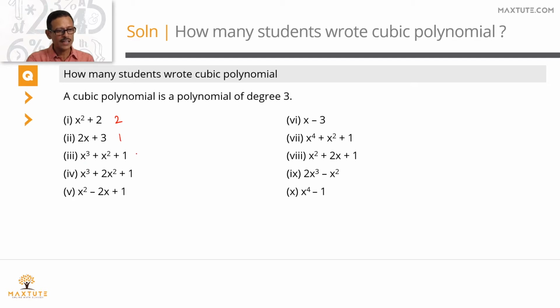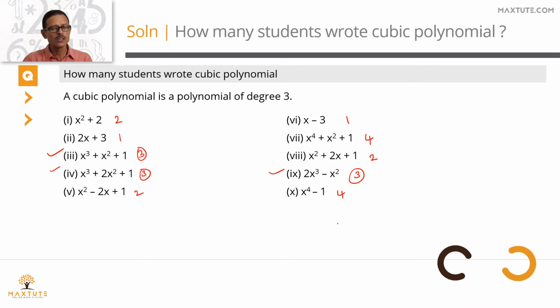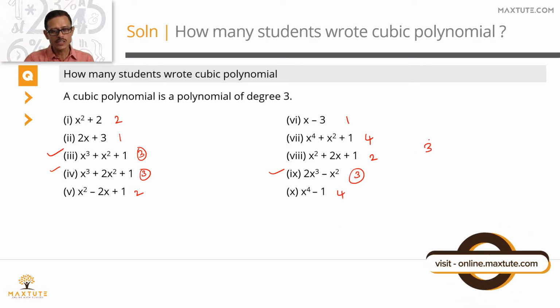Highest power is 1. Highest power is 3 in this case, so this is a cubic polynomial. Let's put a tick here. This one also, the highest power is 3, so this is a cubic polynomial. The highest power is 2, highest power is 1, highest power is 4, highest power is 2, highest power is 3. We'll take this one too. Highest power is 4. So of the 10 students, 3 students had written a cubic polynomial.